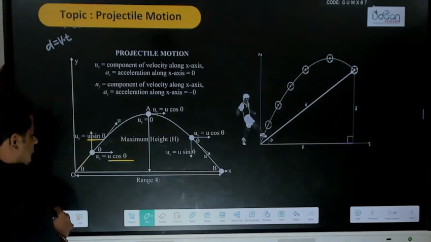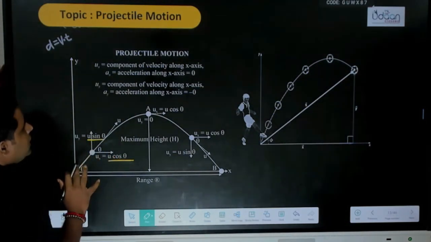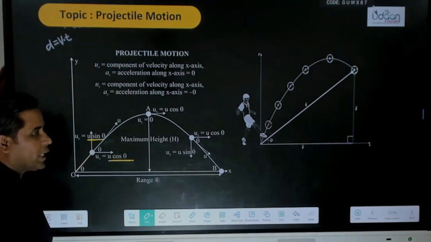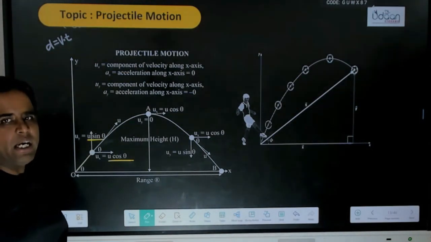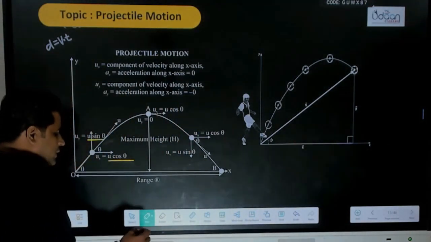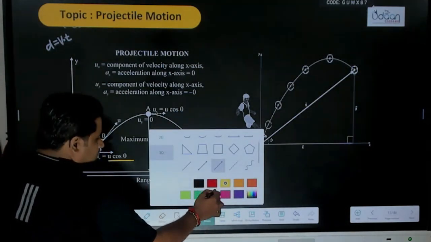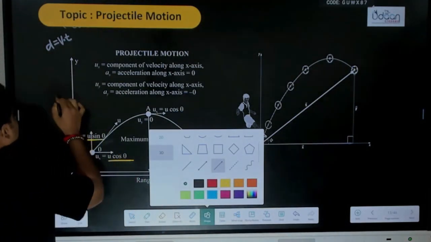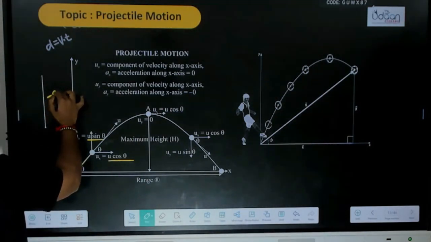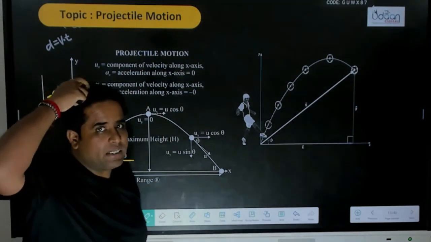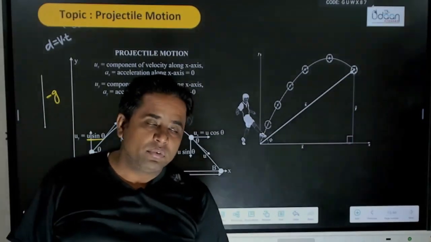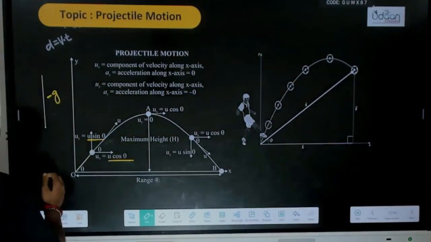Similarly, this particular motion takes place under the influence of acceleration due to gravity. One more time, this is motion under gravity. So in which direction does motion under gravity take place? Motion under gravity takes place in the downward direction. So that way it is the value of minus g. This is the value of minus g. So acceleration has been given to you.